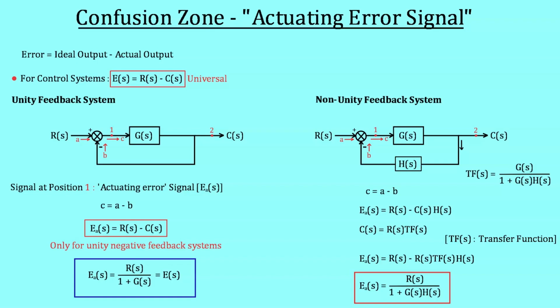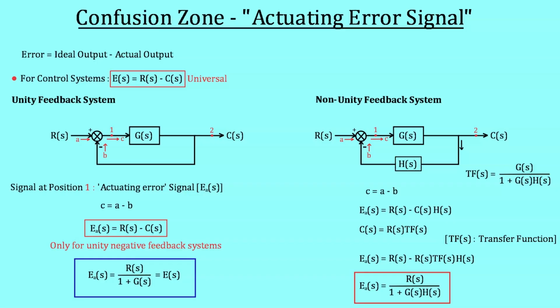Suppose in an interview you are asked which error we can represent at position 1 in the block diagram of a unity feedback system, then you should not say error signal. You should clearly say that at position 1 we represent actuating error signal. However, for a unity feedback system, the actuating error signal is exactly equal to the error signal, so we can also represent the error signal at position 1.